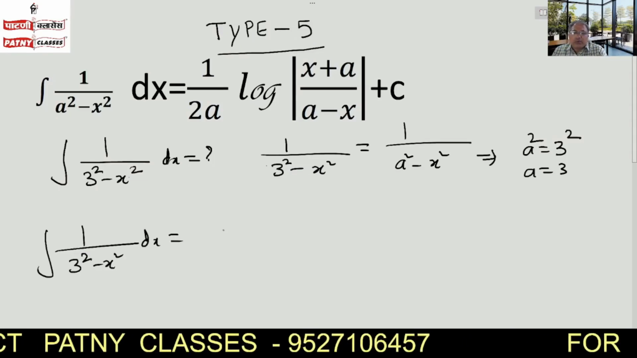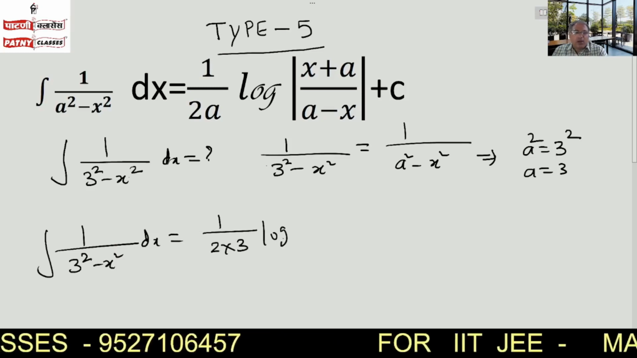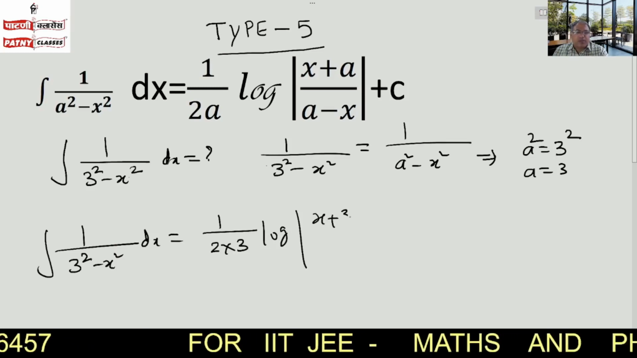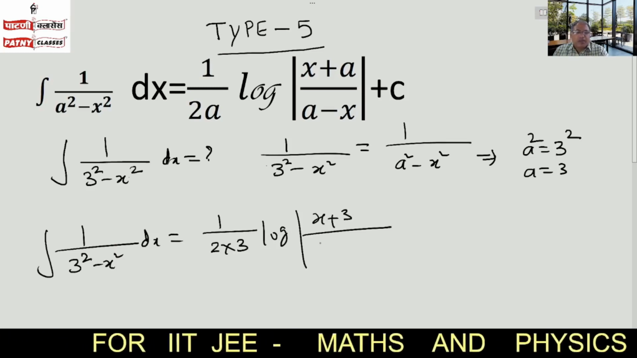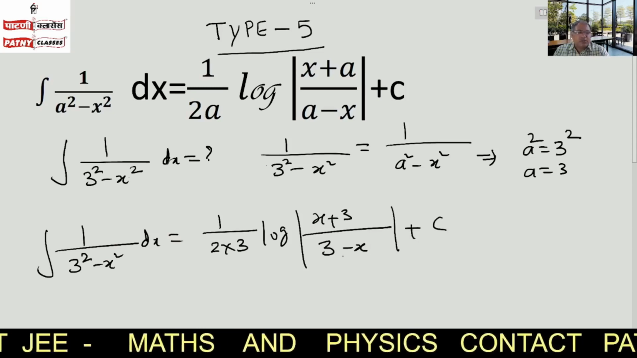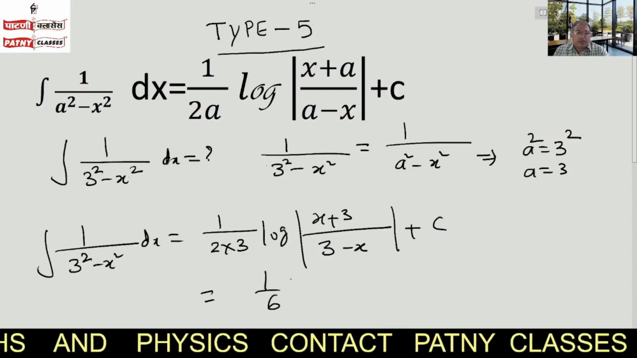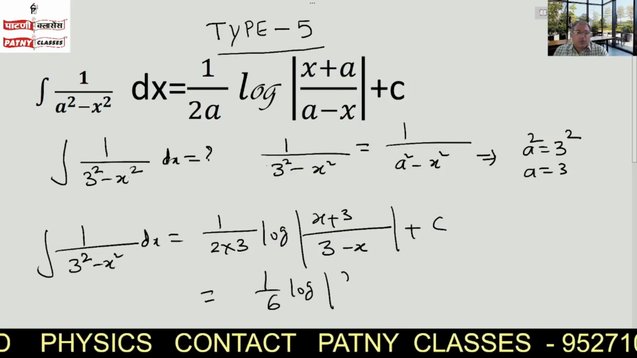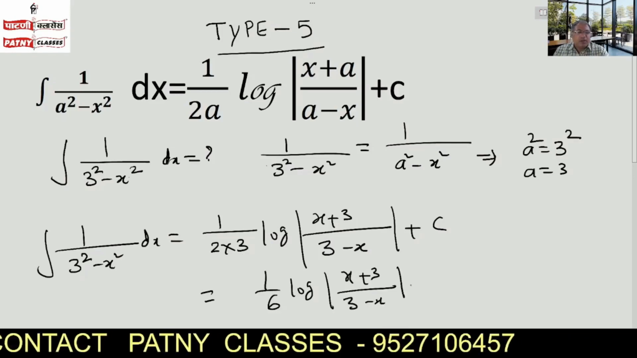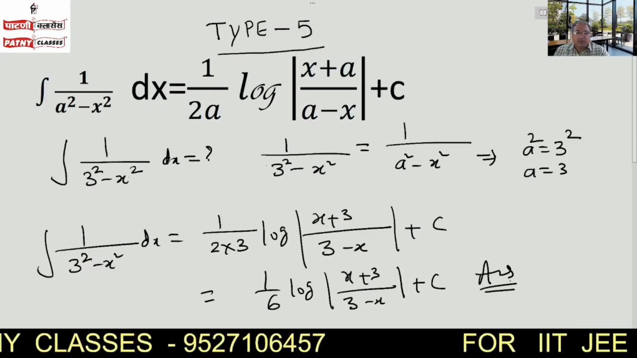That becomes 1 upon 2a, a value already 3, and log of modulus of x plus a, that is x plus 3, upon a minus x, that is 3 minus x, plus c. 1 upon 2 into 3, that is 1 upon 6, log of modulus of x plus 3 upon 3 minus x plus c. This is the required answer.